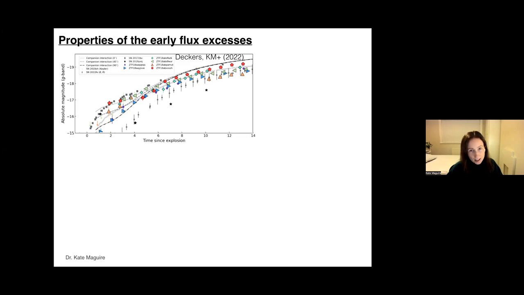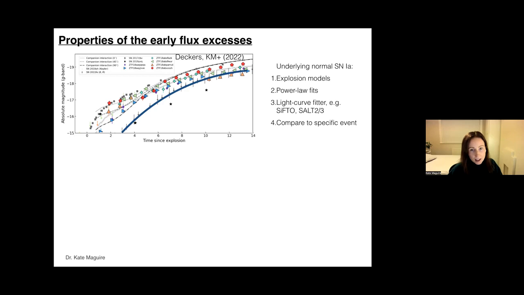So she looked at the early type 1a supernova sample from ZTF. And so the aim here, or the hard part of any of these kind of measurements of flux excesses, is that you need to know what the underlying type 1a supernova light curve is. And that's hard to do, because when you have a flux excess, you have something on top of it, so you don't know what the intrinsic rise of the light curve is.